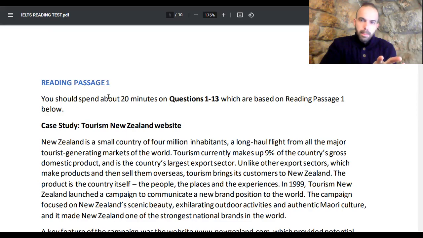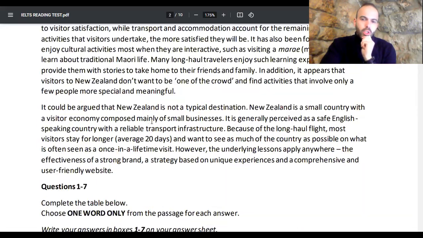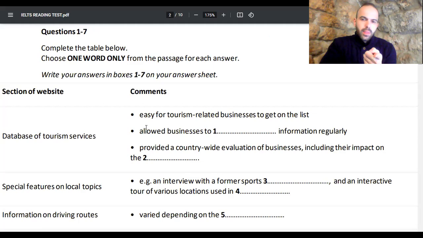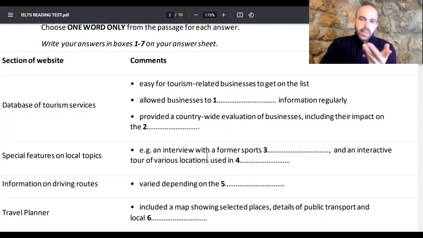So for example, that's reading passage 1. If we come to the questions here, we have multiple, and so from 1 to 6, as you can see, it's a fill in the blank question.